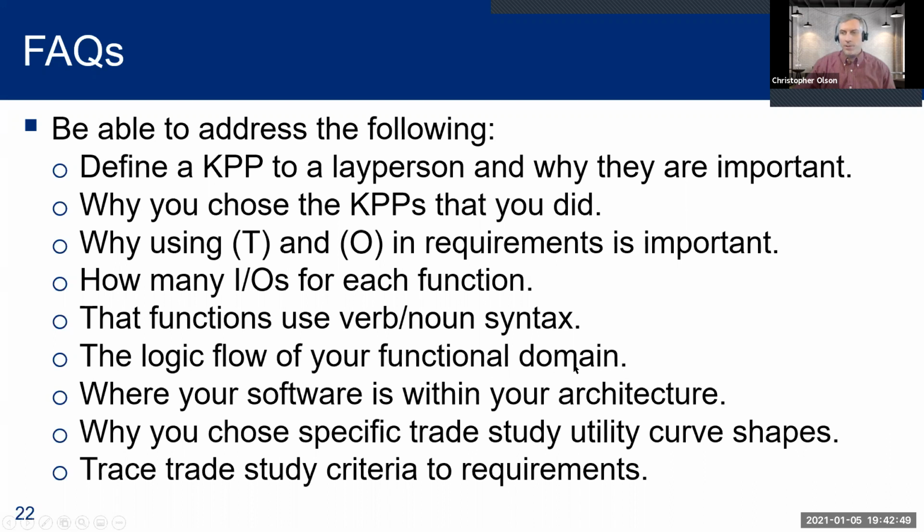The logic flow for your functional domain, so be able to explain that. Explain where your software is within your architecture and be able to quickly find it. Students usually use color coding. You can color code software a different color. Why you chose specific trade study utility curve shapes if they're different than linear. Sometimes they're different than linear, which is fine, but be able to defend that. And then trace your trade study criteria to the requirements. Obviously there's going to be more questions than this, but these are the big hitters.